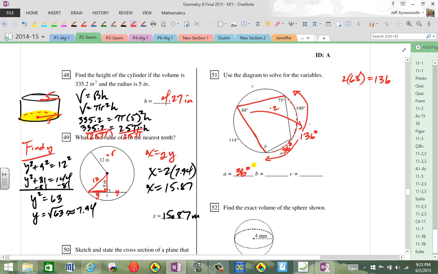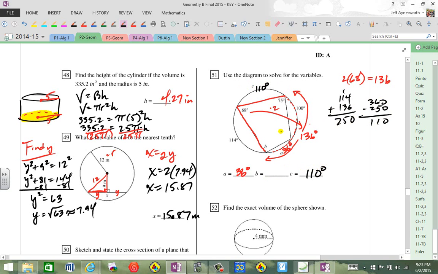Arc. What's B? B is the inscribed angle. Well, I need to know these other arcs. So let's work on this. I know that all these arcs add up to 360. So now I want to take 36. Actually, no, 136. I want to add it together. So I get 250. All right, now 360 minus 250. All right, 110. So this must be 110 degrees.